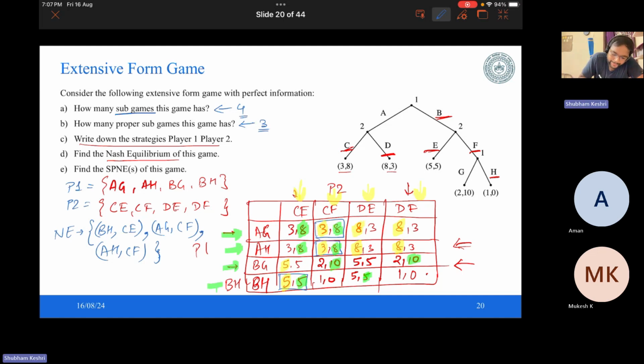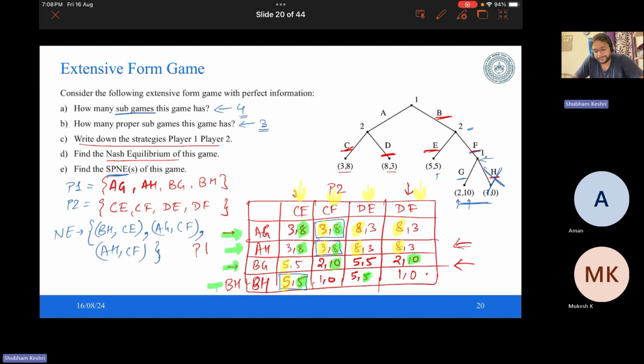Now we can quickly identify the subgame perfect Nash equilibrium using backward induction. Alright, so you see in this subgame, player 1 is playing at this node. Now player 1 has a utility of 2 when he plays G, so he will play G and not H. Now player 2 knows that player 1 is rational and thus his utility is more when he plays G. Therefore, he will get a utility of 10 if he plays F and a utility of 5 if he plays E. Therefore, he will play F at this node.